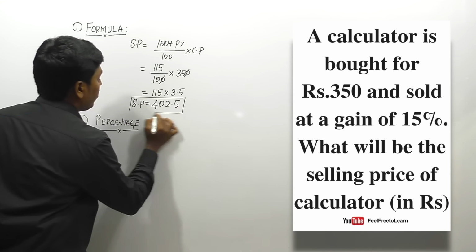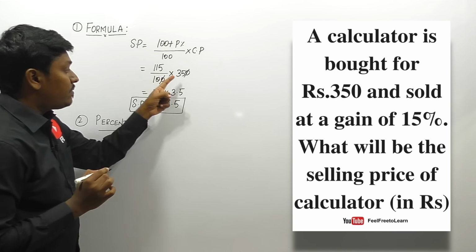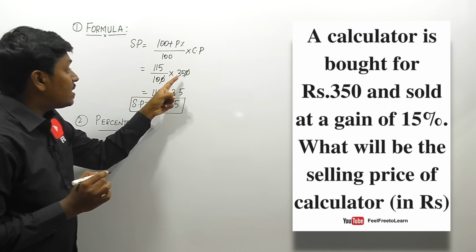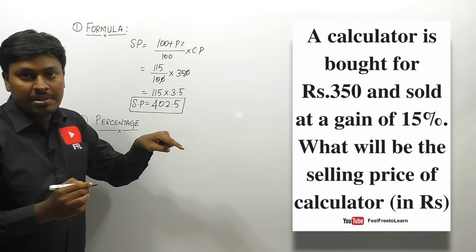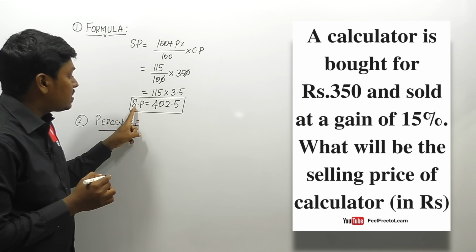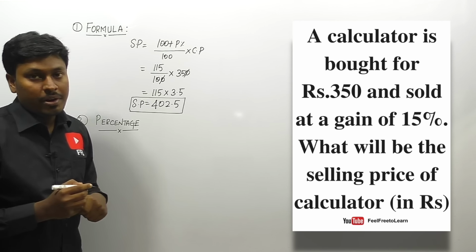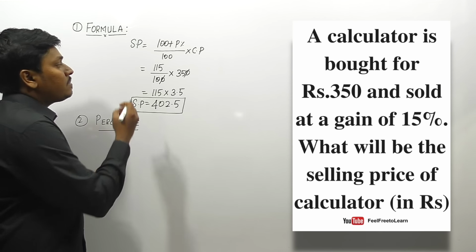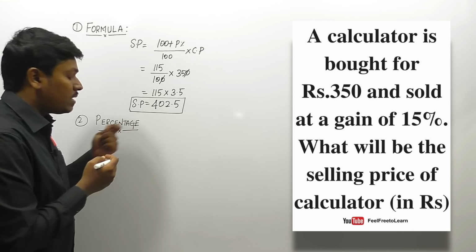So he bought the calculator for 350 rupees and he decided to sell the same calculator at a profit of 15%. So with a profit of 15%, the selling price will be 402.5. So friends, we got the answer by using a formula method, right? So let me move on to the percentage method.